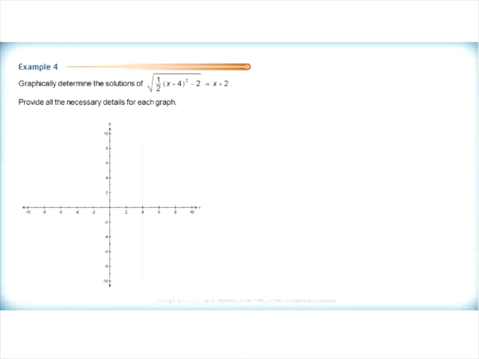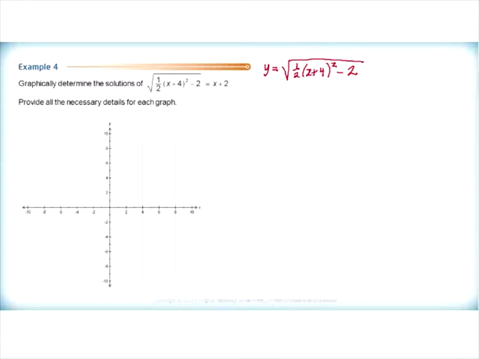Let's try a more difficult example, whereby we are looking for the solutions of the equation: the square root of 1/2 times x plus 4 all squared minus 2 equals x plus 2. We are asked to provide all the necessary details for each graph. So looking at the left side of this equation, we will graph y equals the square root of 1/2 times x plus 4 all squared minus 2.